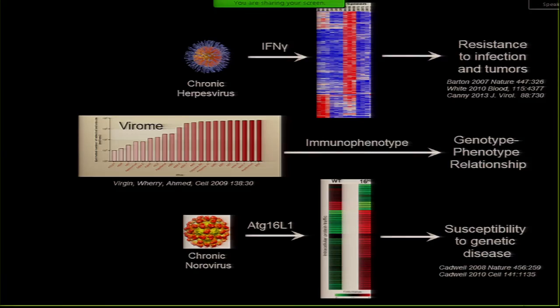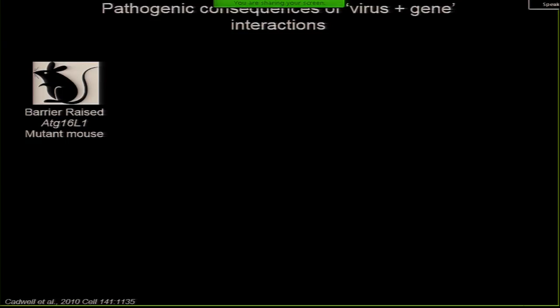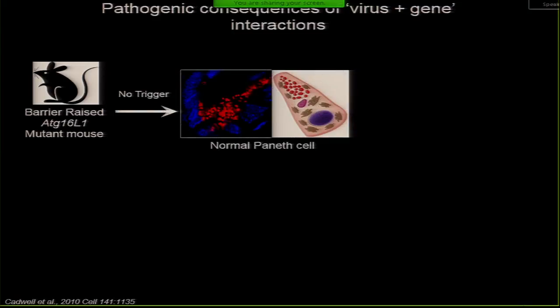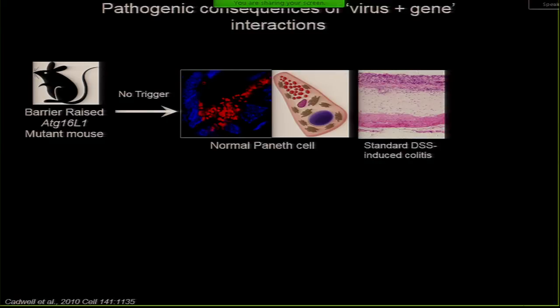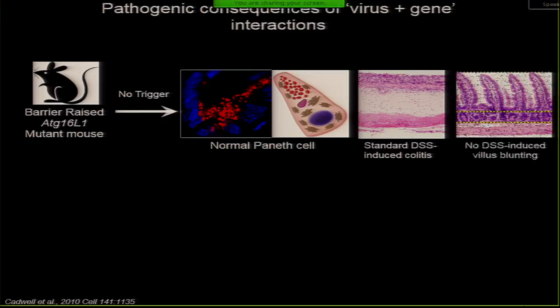So the second example. It turns out that barrier-raised mice that lack this autophagy gene, ATG16L1, which are actually hypomorphs, when you look at them, have normal Paneth cells. Those are cells in your intestine which make antimicrobial peptides. If you give them the chemical agent DSS, you can induce colitis. But in fact, the small intestine is normal when you give DSS, even though the colon is abnormal. And so these wild-type mice or the mutant mice, this is what it looks like.